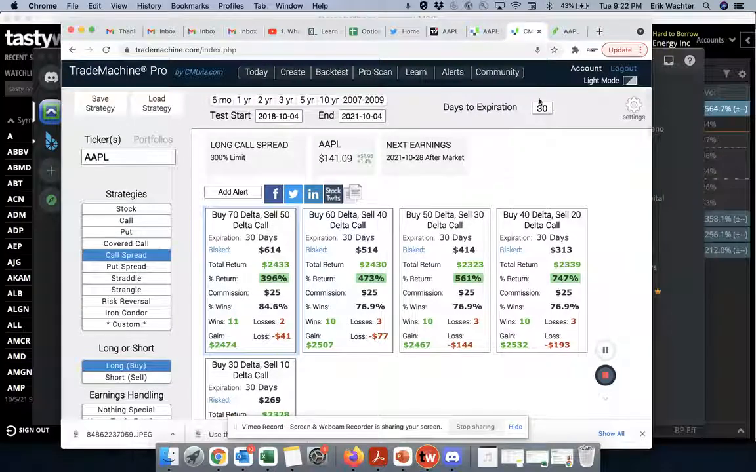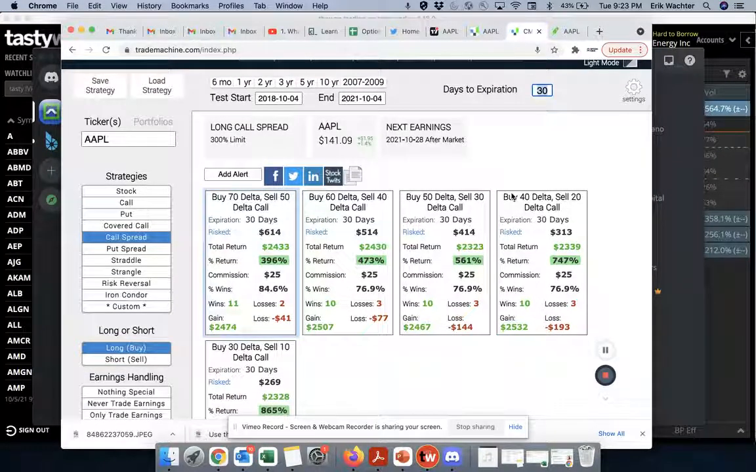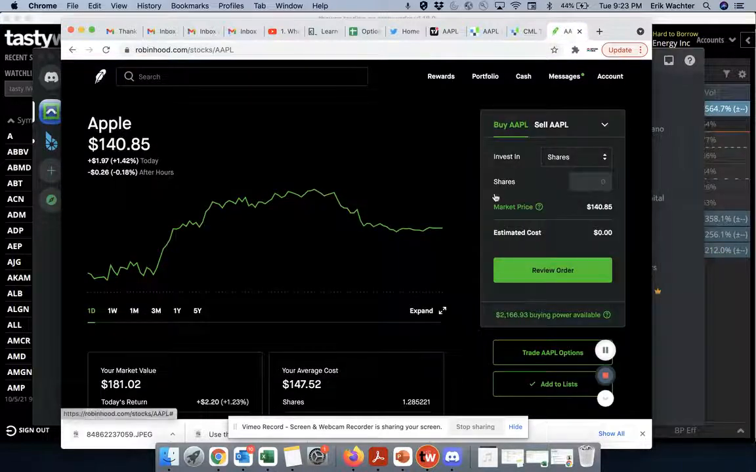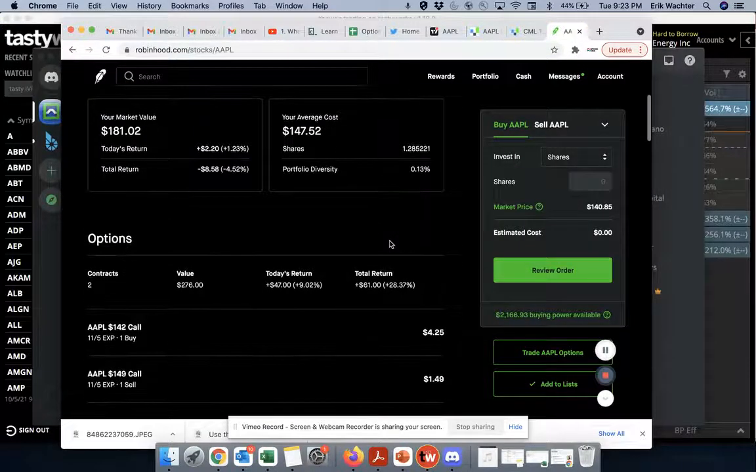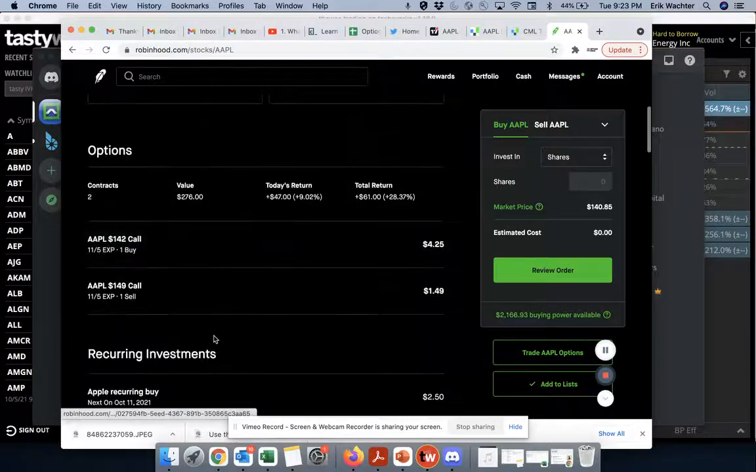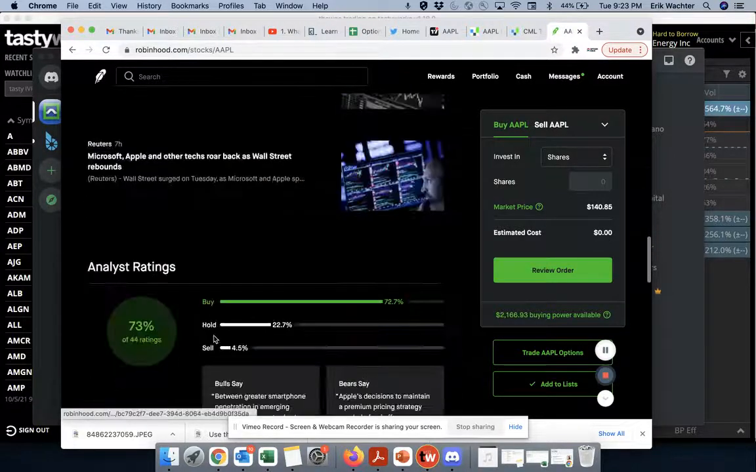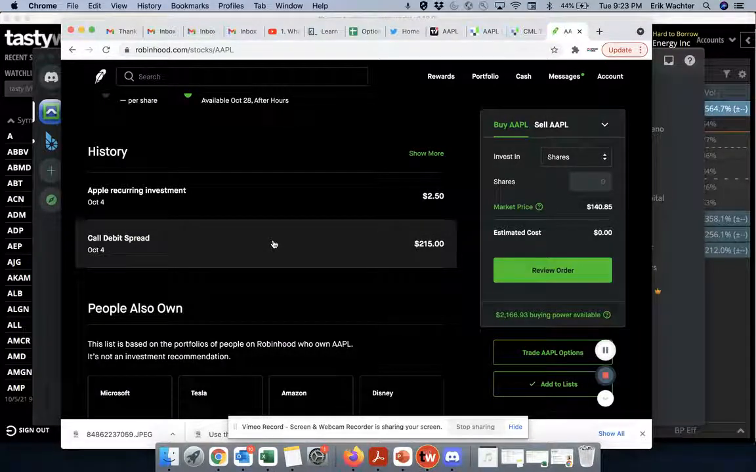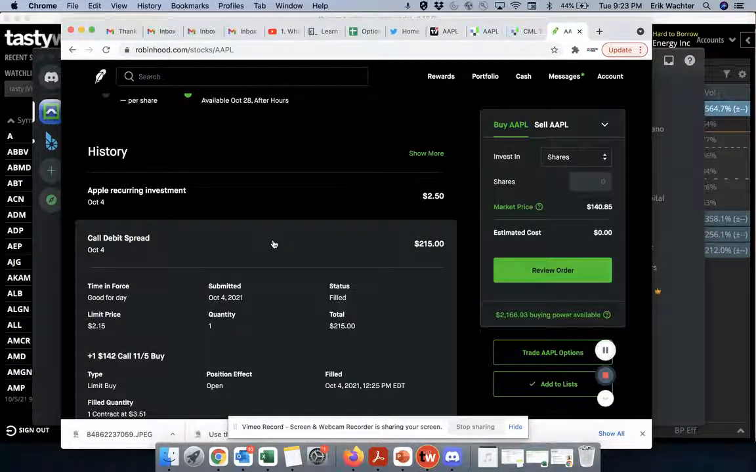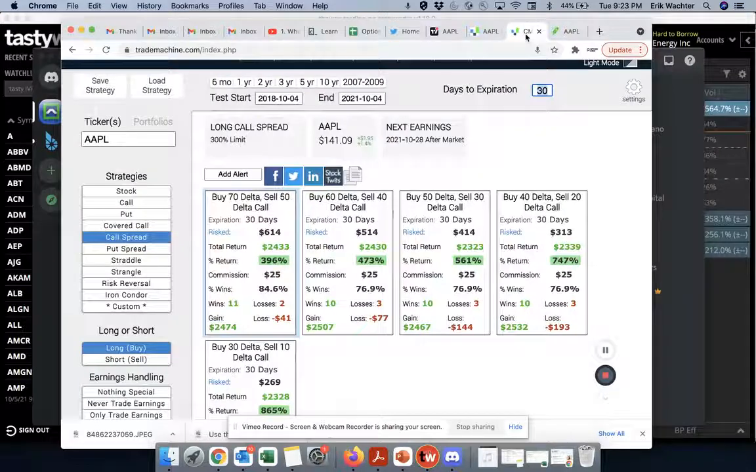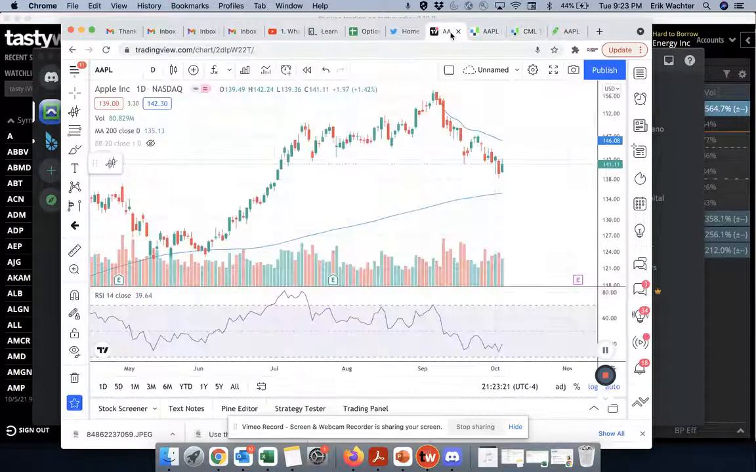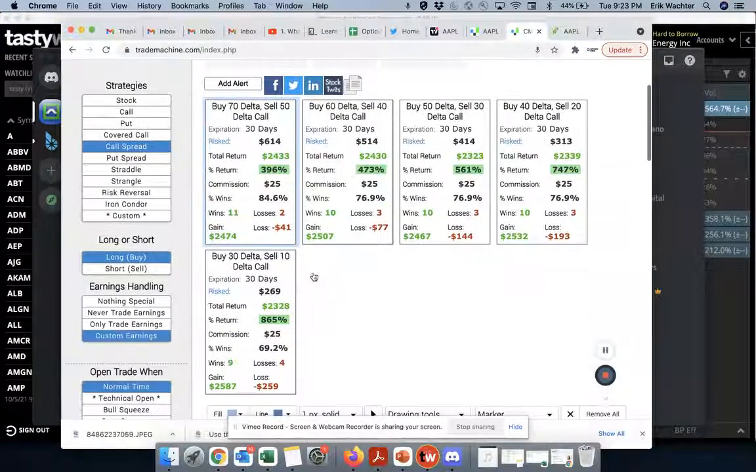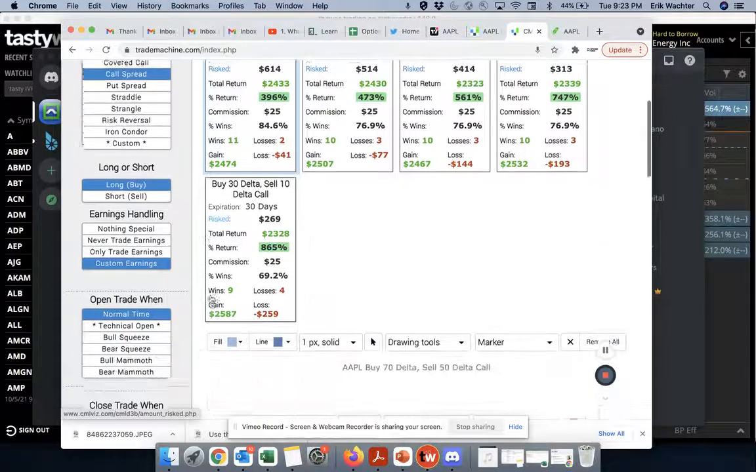So if you open up a trade that expires in 30 days. When did I open this trade? 11/5. I opened this trade on the 4th, so this was only a day ago. So if we look at the backtesting result, I'll show you the technicals.